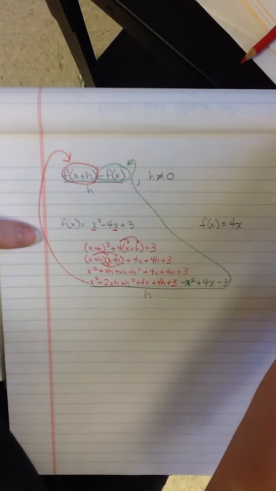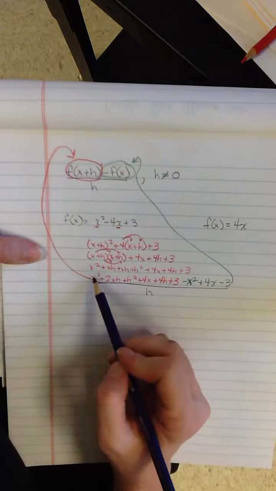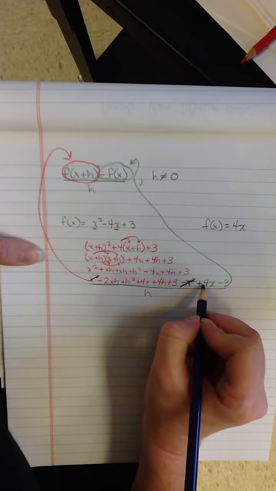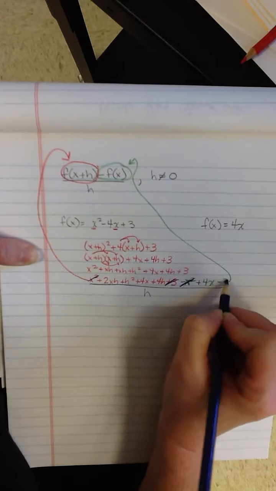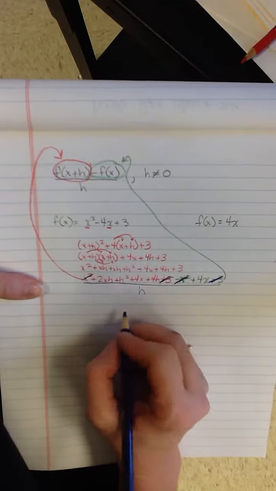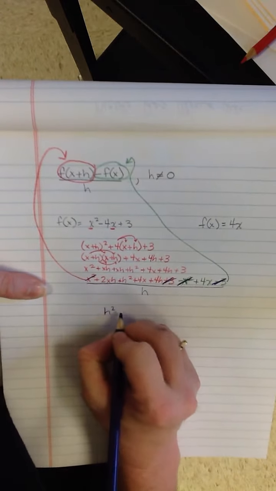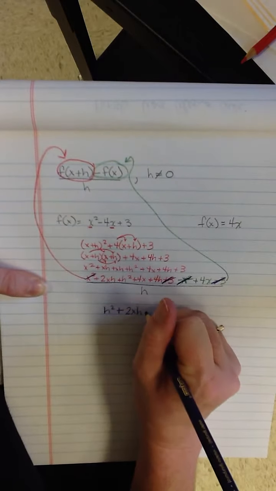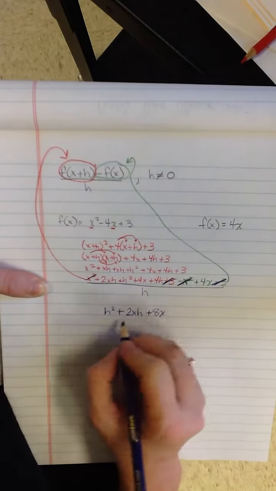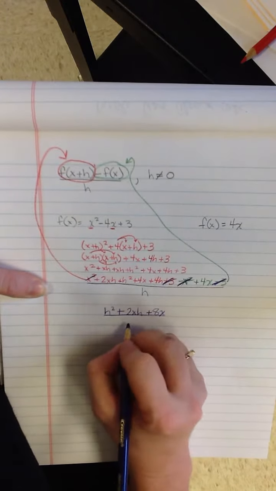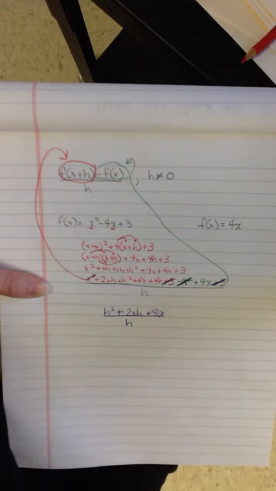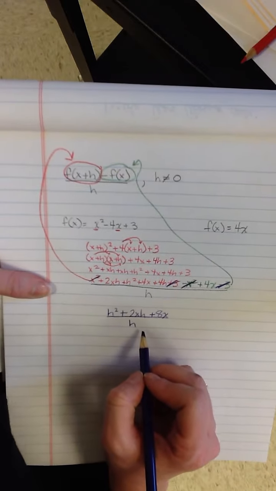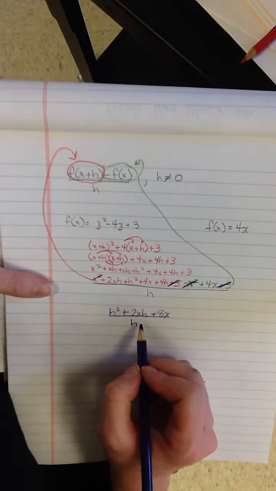And now I can simplify if there are things that will combine and simplify. So right here, my x squareds will cancel. My 4x and my 4x will combine to be 8x. My 3 and my 3 will cancel. So I'm going to rewrite it and at the same time rearrange it. So h squared plus 2xh plus 8x over h. And I'm going to check to see if there's anything that will factor out of this. In this case, there's not, so this is your final answer.